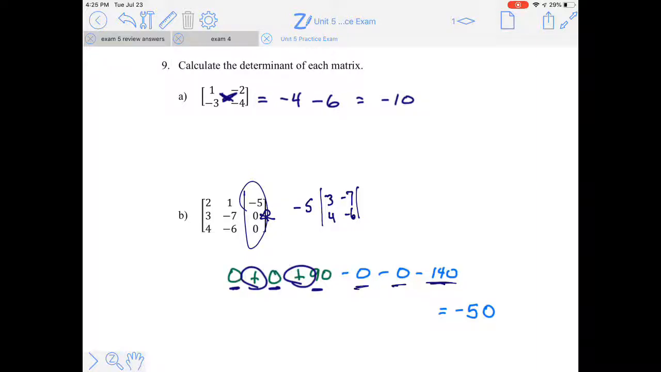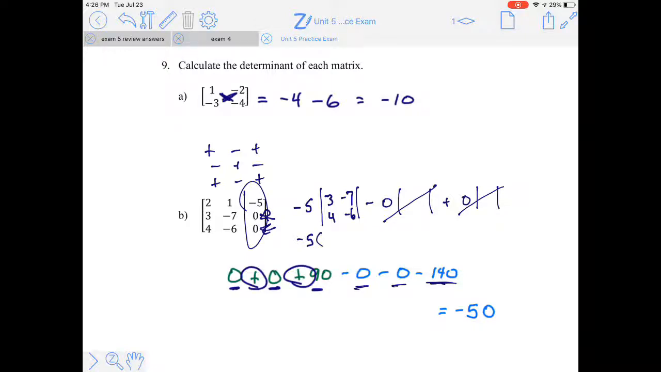Then you technically do the same thing. You go down the row, and you have to remember the pattern. So technically you would subtract, and then you move to the next number, subtract 0. But 0 times the determinant of any matrix is 0. Then you move down to the last entry, and you're supposed to add that, but 0 times the determinant of that matrix is 0. So it's whatever is inside times the -5.